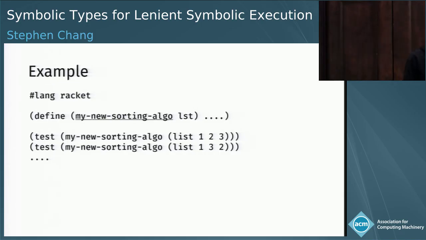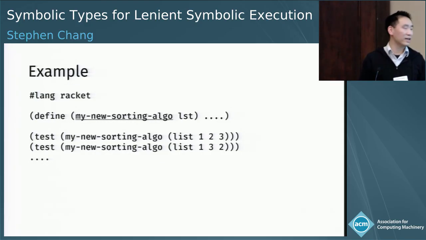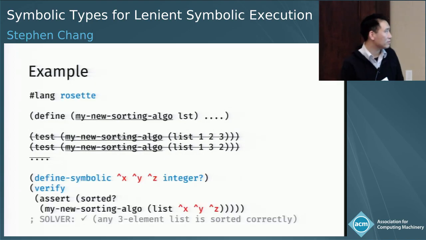Okay. So is this better? Sorry. So here's an example to demonstrate what I'm talking about. Let's say that I've invented a new sorting algorithm. If I implement it in a traditional language such as Racket, I might write tests, but tests are imperfect. So in Rosette, what I can do instead, if I switch to the Rosette language, I get these new identifiers in blue. Instead, I can define symbolic values. So here I've defined three integer symbolic values, x, y, and z in red.